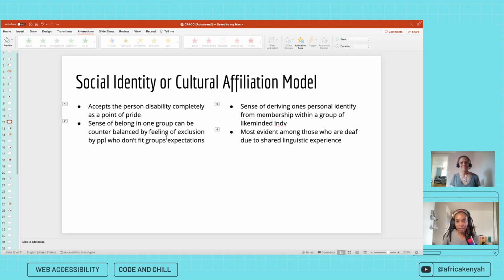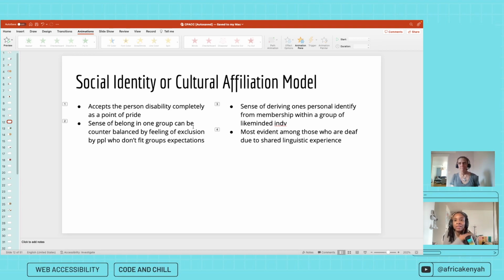So this one's interesting because I think it will resonate with a lot of people, because this is a lot of times what online communities can become for the disabled community. So this accepts that the person's disability is completely a point of pride. A sense of belonging in one group can be counterbalanced by the feeling of exclusion by people who don't fit into the group's expectations. So that's one of the unfortunate things that may happen. There's also a sense of deriving one's personal identity from membership within a group of like-minded individuals. And you can mostly see this among people who are deaf who share the same linguistic experience.